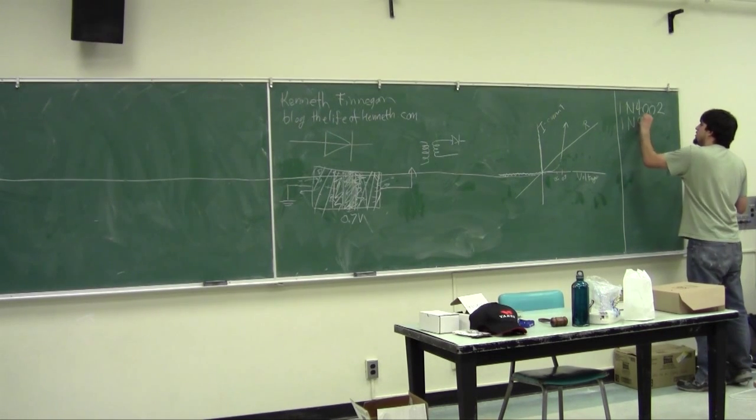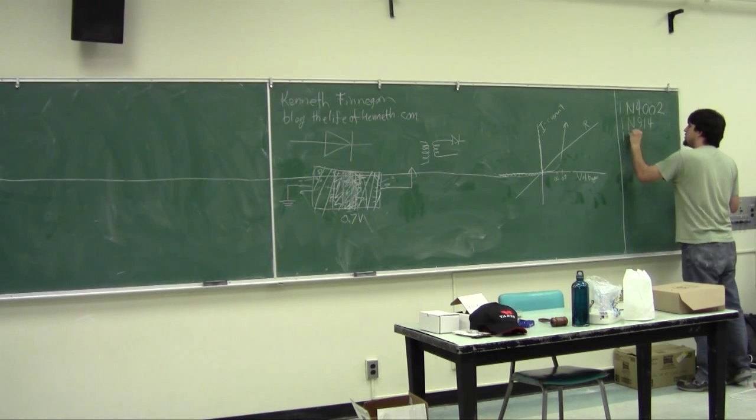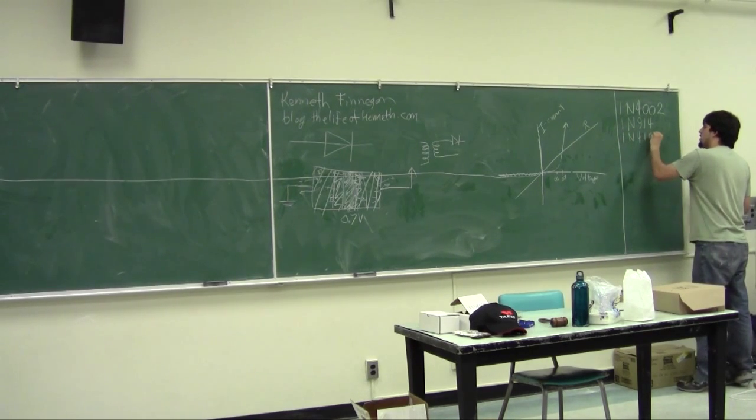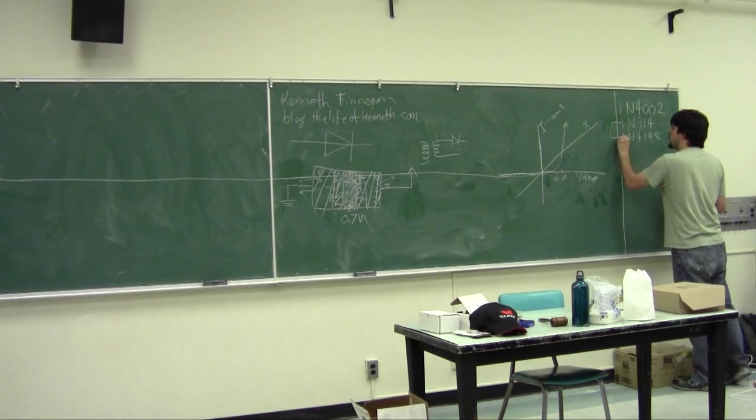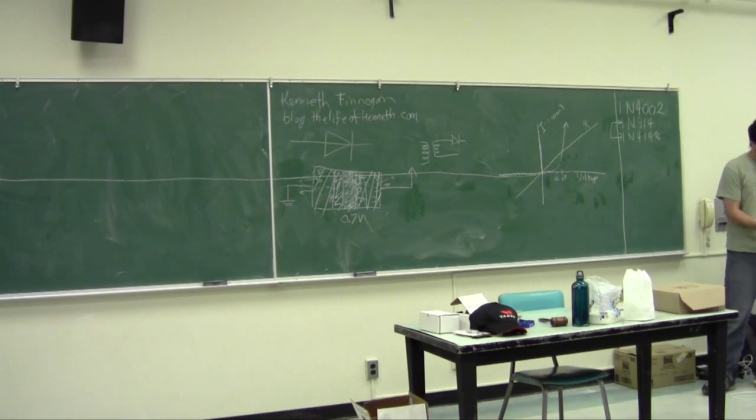Part numbers for that are going to be your 1N914, which is equivalent to the 1N4148, because these are effectively both the exact same diode, they just have different part numbers.